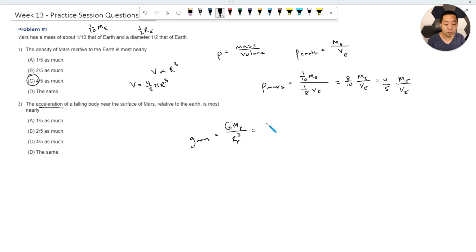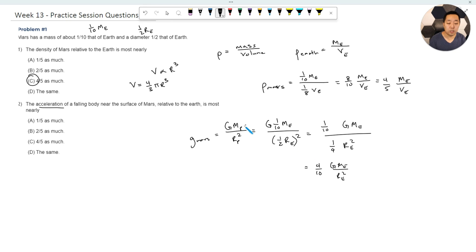So again, the mass of Mars is 1/10 the mass of the Earth, and the radius of Mars is 1/2 of that. So that's going to be 1/2 the radius of the Earth, squared. And so what you're going to get is you're going to multiply by 1/10 on the numerator, and you're going to multiply by 1/4 on the denominator, right? Because it's squaring the 1/2 also. So that's going to make it 4/10, dividing by the fractions, multiplying by the reciprocal, G mass of the Earth over the radius of the Earth squared.